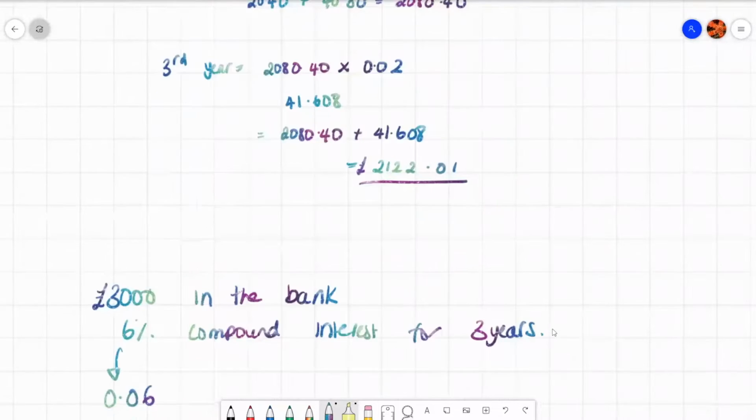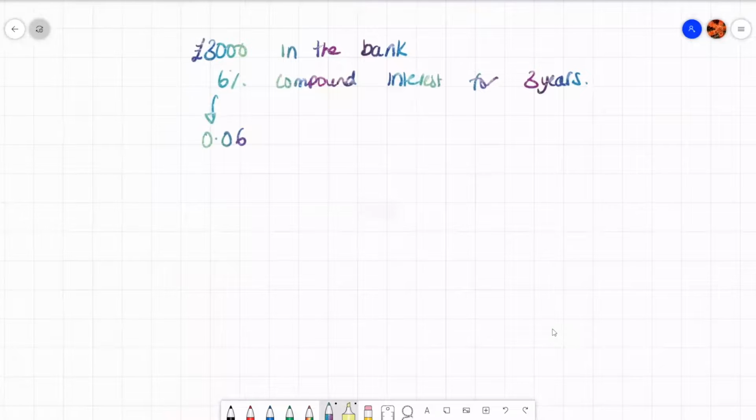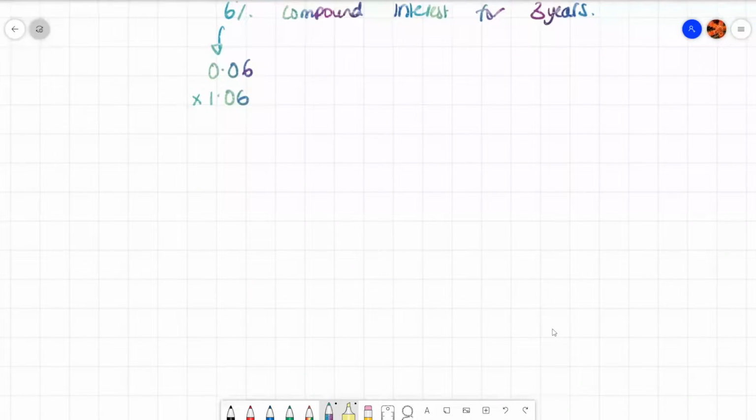Okay, so we're going to do that here. Now I know to work out 6%, I'm going to times by 0.06. But if I'm going to add that value on to my previous value, I'm just going to times it by 1.06. So first year, I start off with £3,000, but I'm getting 6% more. So I'm going to times by 1.06. So I'm going to do 3,000 times 1.06 to get 3,180.